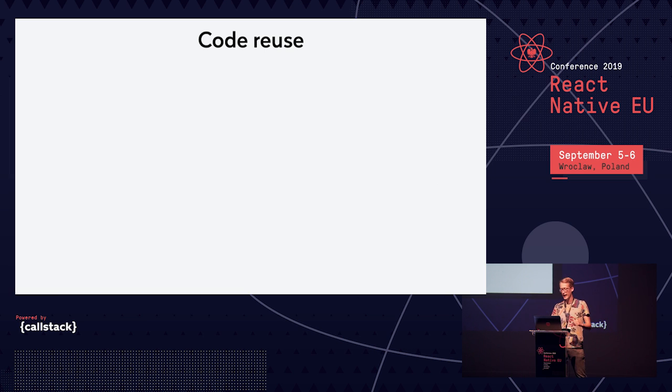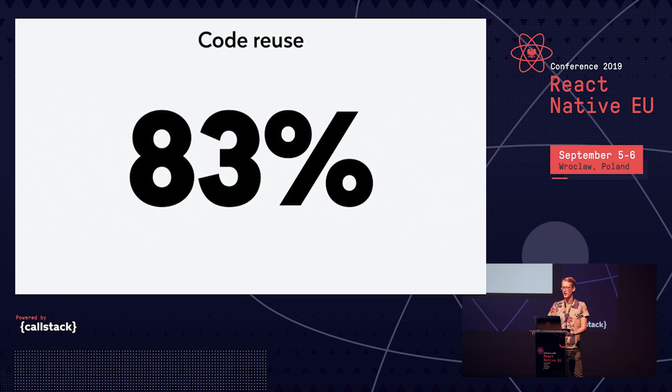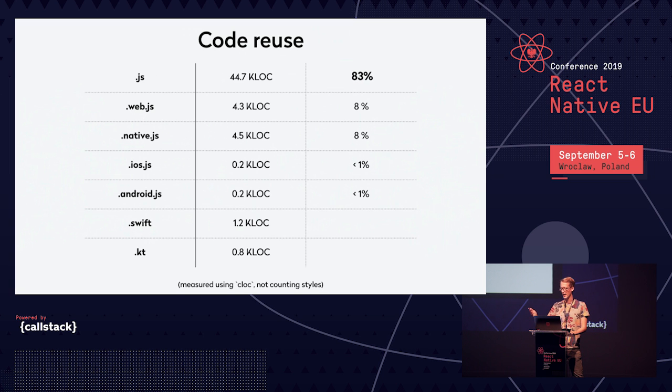And with that in mind, given those constraints, how do we fare with code reuse? Well, as of yesterday, I'm pretty proud to say we are at 83%. And that's the code that's reused between iOS, Android, and the web. And here's some more numbers if you're interested in that. So how do you do that?